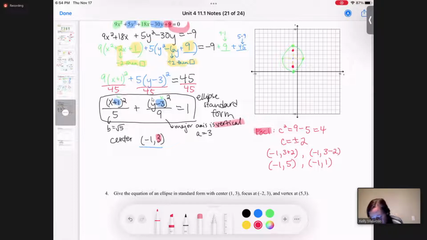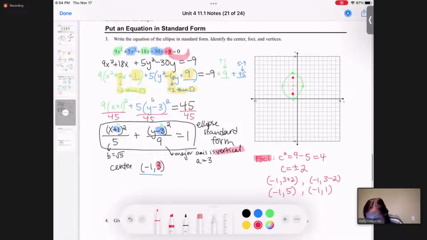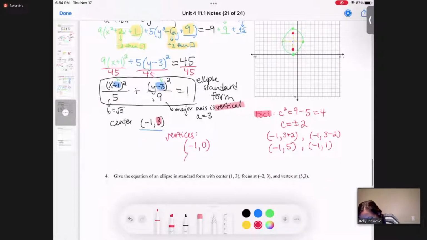And I think the only thing I didn't write, did I write everything? Identify the center, we did. The foci, we did. The vertices, okay, I do have to write that. That would be (-1, 0) and (-1, 6), I think. Yeah.